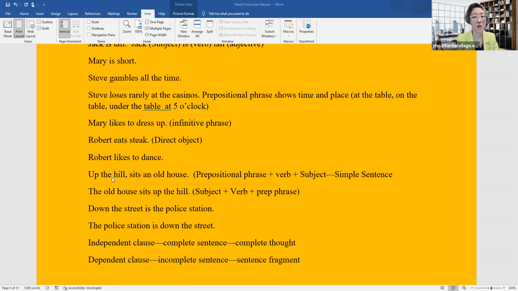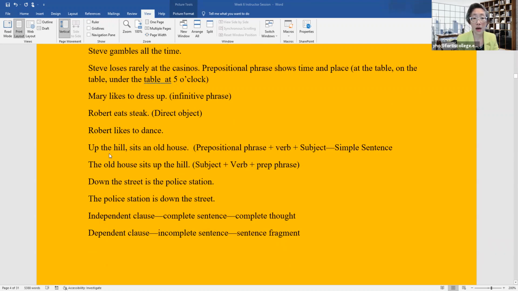Up the hill sits an old house. So, up the hill is a prepositional phrase. Sits is a verb. And old house is the simple subject, the single subject. So here you have the subject at the end of the sentence. And here you have to have a singular subject, and you have to have a singular verb. So here you have to have subject-verb agreement. And then, up the hill sits an old house is the same as the old house sits up the hill.